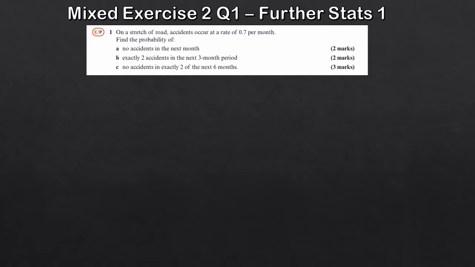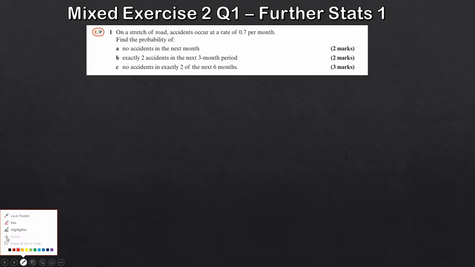Remember, if you're unsure, a lot of these questions won't actually tell you what distribution you're using. Now, Poisson, there's a big giveaway with it, and that is that it'll say it occurs at a certain rate. So in this one here, we can see the accidents occur at a rate of 0.7 per month. So it's always something per time frame. So it might be per hour, per 10 minutes, per month, per year. So it's always by a time frame.